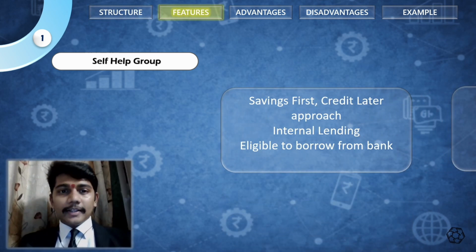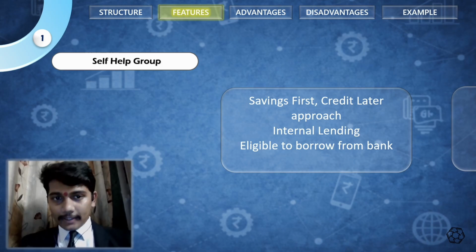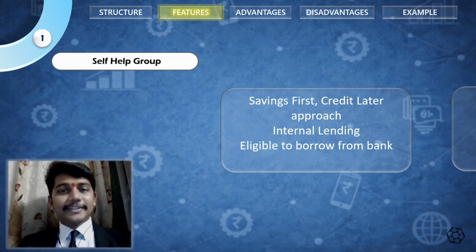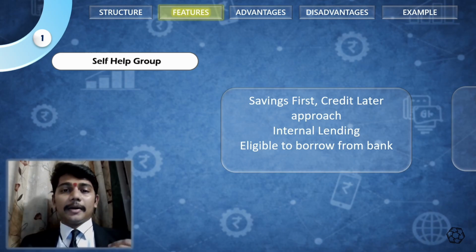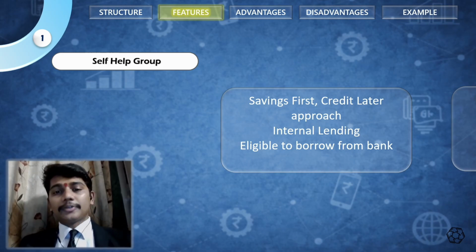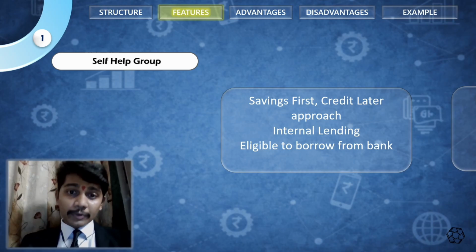So we can see this is group based lending. There is no collateral. And since there is a group, there is peer pressure, so this ensures timely repayment. And here is a rule: saving first, then loan. That means we will save first, and based on that, they will give the loan. Then this is mostly woman centric. Moving to the advantages.